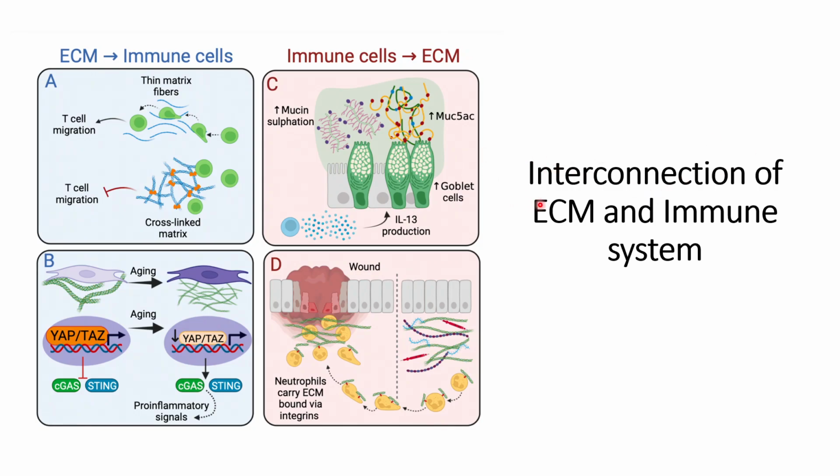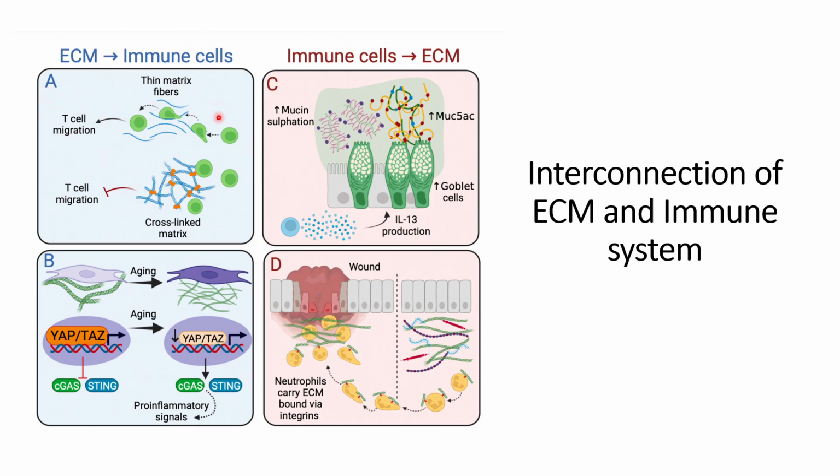In this video, we will discuss the interconnection of the ECM and the immune system. Before going into the topic, let us understand what ECM means for our new viewers. ECM is the extracellular matrix that surrounds the cells or tissue, and in order to move, any cell or tissue needs to have some impact on its surrounding extracellular matrix. So we will understand those impacts and the connection between ECM and the immune system.